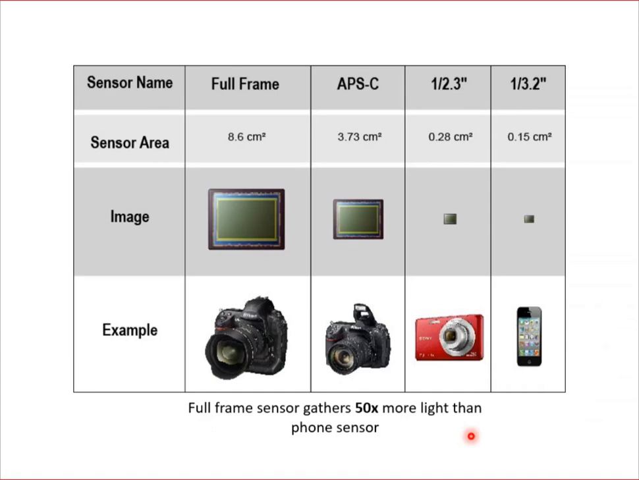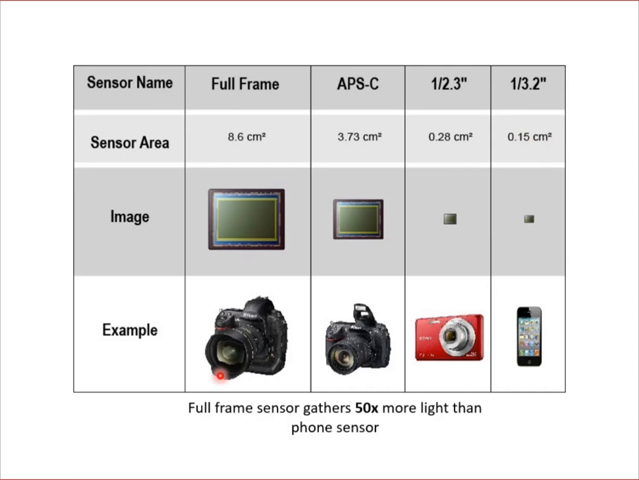And there are several different kinds of CMOS image sensor. For the high-end camera, it uses the largest one, and the size is 8.6 centimeters square. And for the smaller one, for example, our cell phone, it uses the smallest one, and the size is 0.15 centimeters square. So what is the advantage of using large CMOS image sensors?